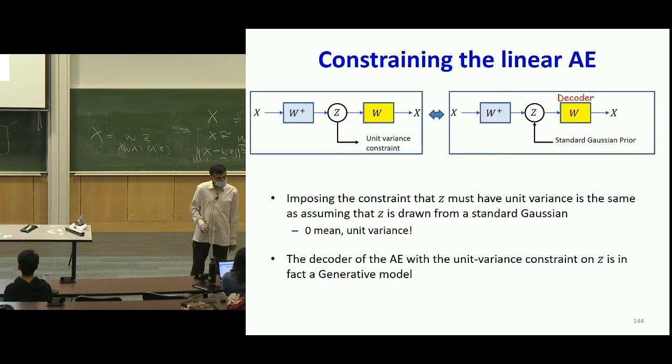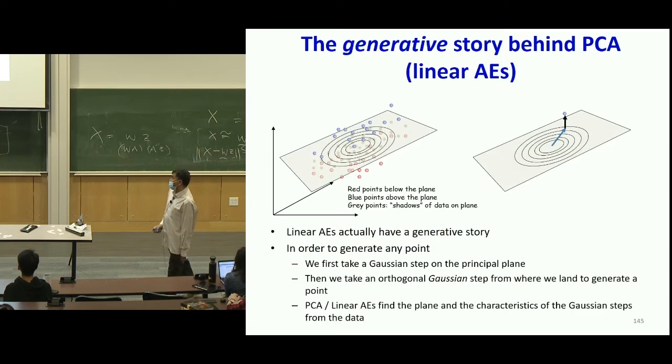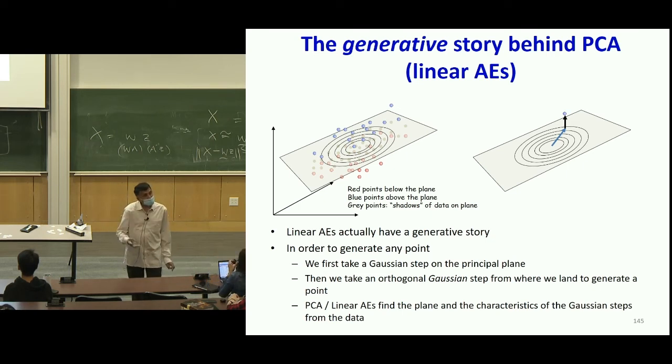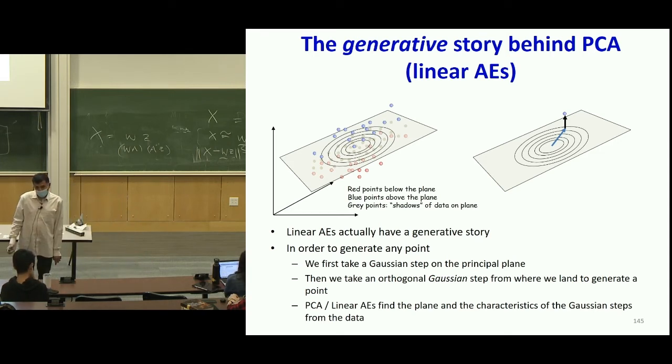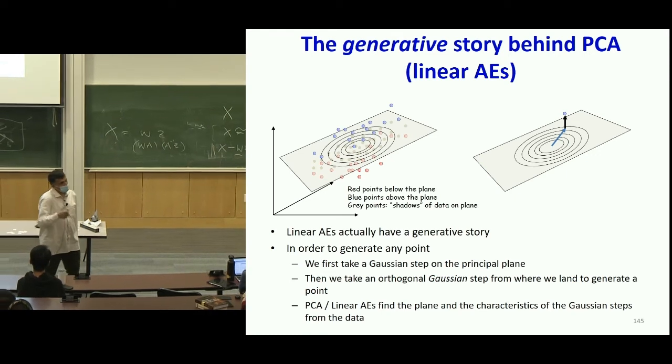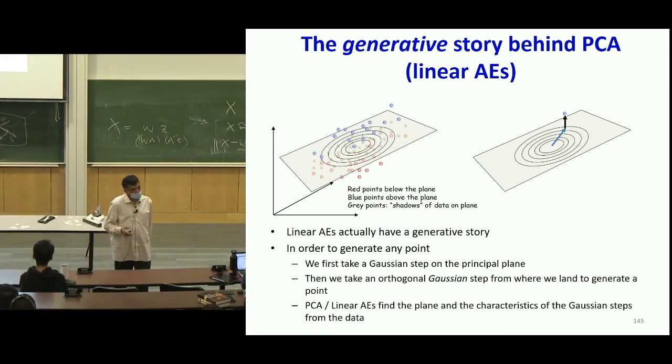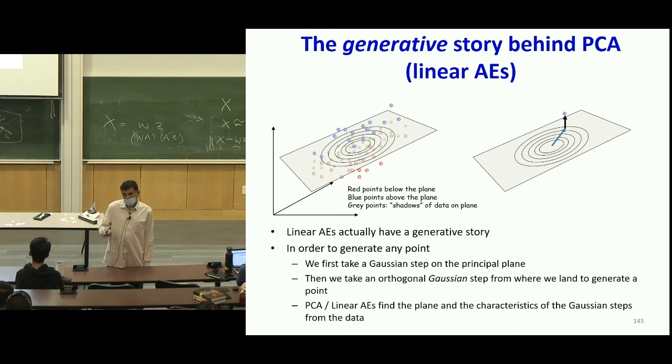decoder for the autoencoder. And so the generative story behind principal component analysis is this: you have some data, and you're trying to find the principal subspace for the data. That's basically what you're trying to do, right? And the generative story is that the data is generated from a distribution, where you first take a Gaussian step from some central point on the plane, and then you take an orthogonal step at 90 degrees from the plane to get to your data. That's basically what the principal component analysis model is.